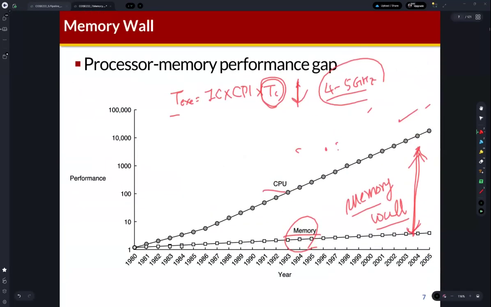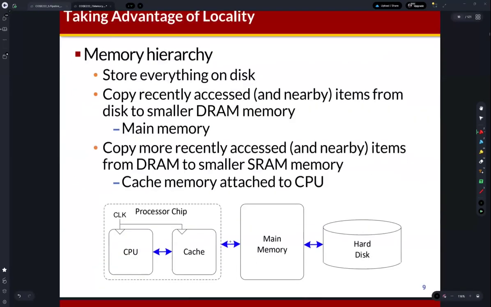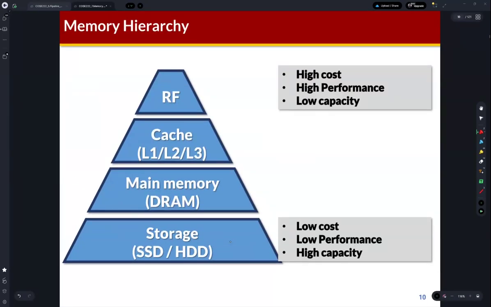Then how? So we use the memory hierarchy. This is the solution that can handle the memory wall, the performance issues caused by the slow memory system.